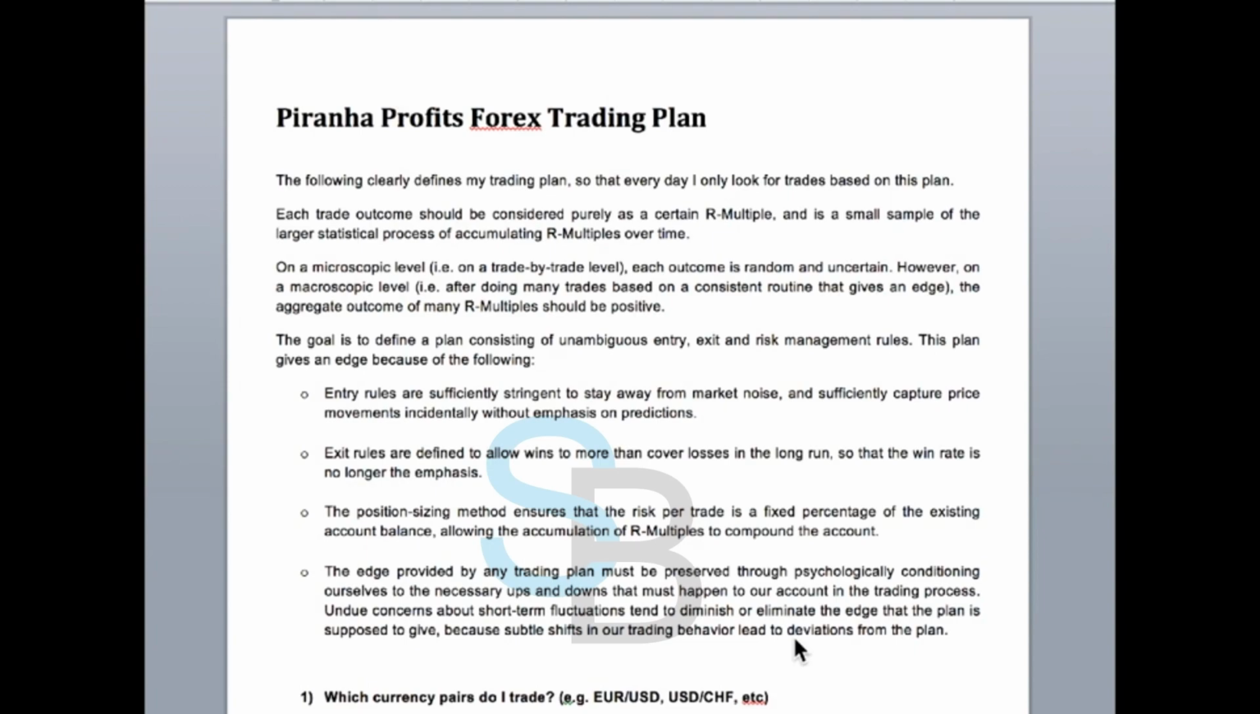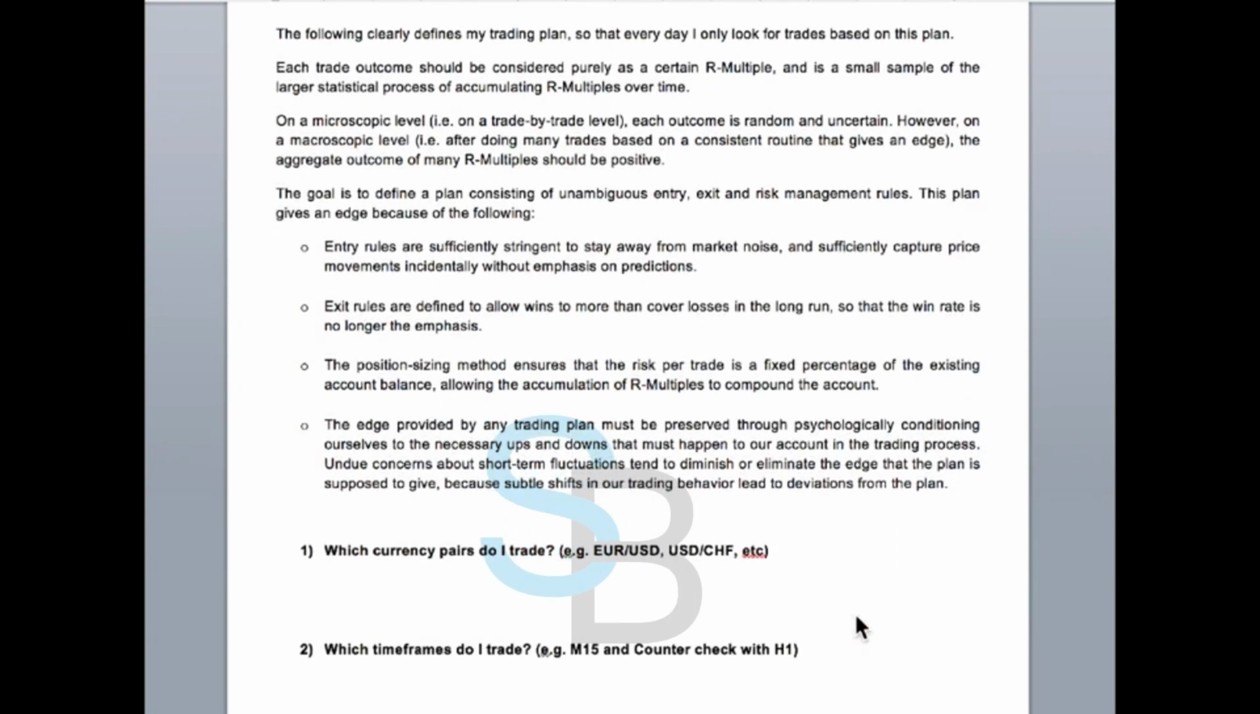All right, and the next part of the plan is to write down specifically which pairs you will trade, what time frames, when you will look at it, and the entry rules. Write it down, because I can give you all the entry rules, but unless you write it down yourself and commit to those rules, you're not going to follow them completely. So I want you to do that right now.